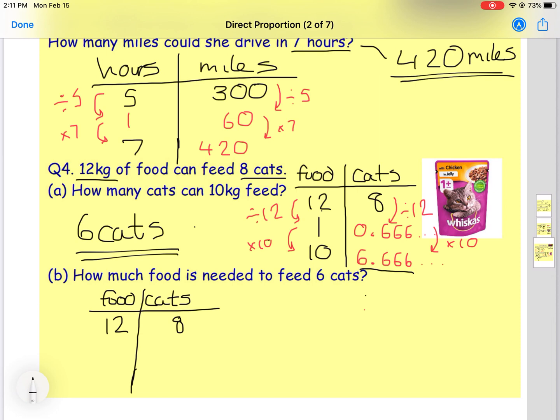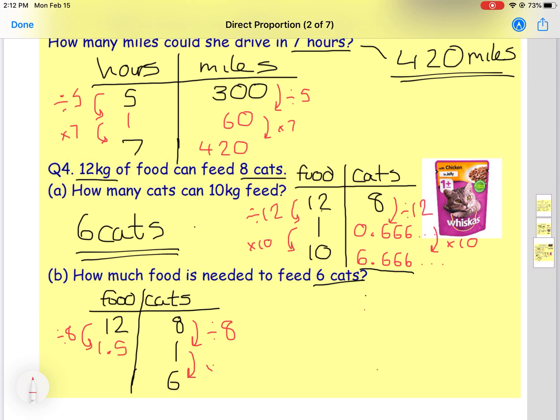Now, what are we looking for in part B? We're looking to feed 6 cats. So our 6 has to go on the right hand side in the cats column, with our 1 as our intermediate step in the middle. Then we perform our calculations, 8 down to 1. We've got to divide by 8, so we have to do that also on the left hand side. 12 divided by 8, giving us 1.5.